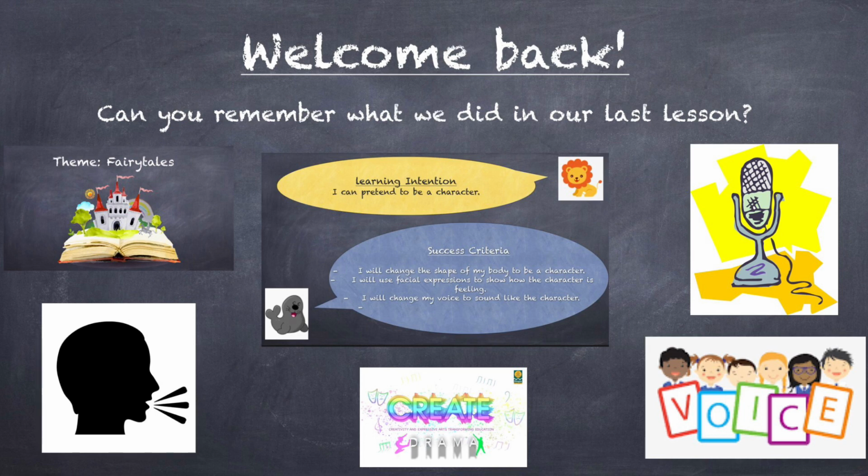As always, we are starting this session with a quick recap over what we did in our last lesson. I wonder whether you can remember what we were talking about and what we learned to do. The pictures that you see on screen might help you remember. Last time, we were learning how to pretend to be a character. We used our bodies to change the shape of our bodies to be a character. We used our facial expressions to show how the character might be feeling, and we even changed our voice to try to sound like the character.